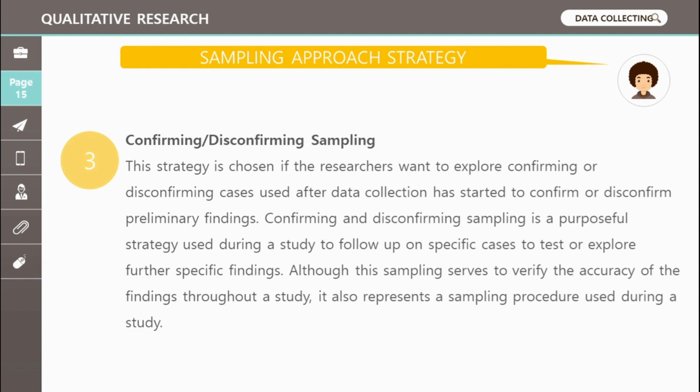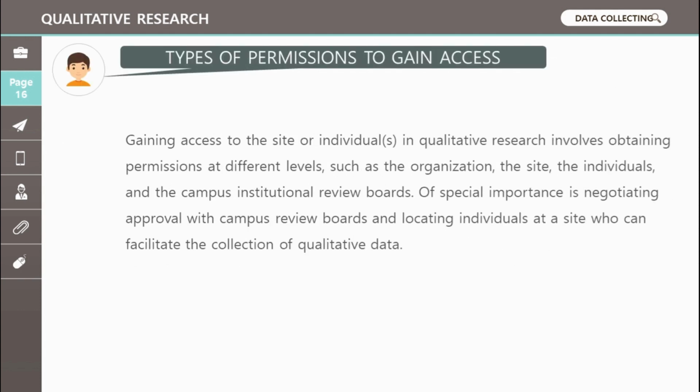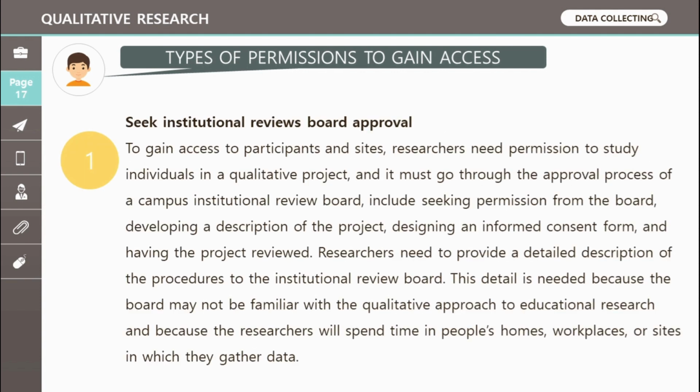Although the sampling serves to verify the accuracy of the findings throughout a study, it also represents a sampling procedure used during a study. Gaining access to the site or individuals in qualitative research involves obtaining permissions at different levels, such as the organization, the site, the individuals, and the campus institutional review boards. Of special importance is negotiating approval with campus review boards and locating individuals at the site who can facilitate the collection of qualitative data. Types of permissions to gain access are divided into two types.